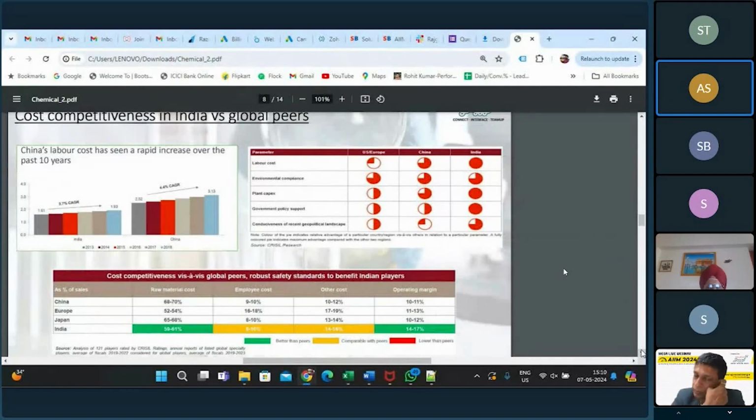Regarding the cost competitiveness in India, now when we see APAC becoming the key contributor, India has the highest advantage in terms of cost competitiveness.